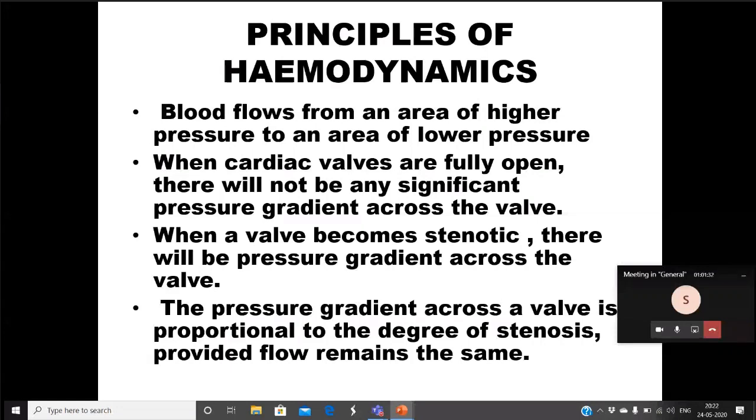If the blood is to flow from one chamber to another, or from one vessel to another vessel, the pressure in the proximal vessel, or in the chamber, should be higher than that of the distal chamber. So that you should always remember. When cardiac valves are fully open, there will not be any significant pressure gradient across the valve. But there can be a small gradient. What are the gradients which can be present across the mitral valve, across the tricuspid valve, across the aortic valve, and across the pulmonary valve?